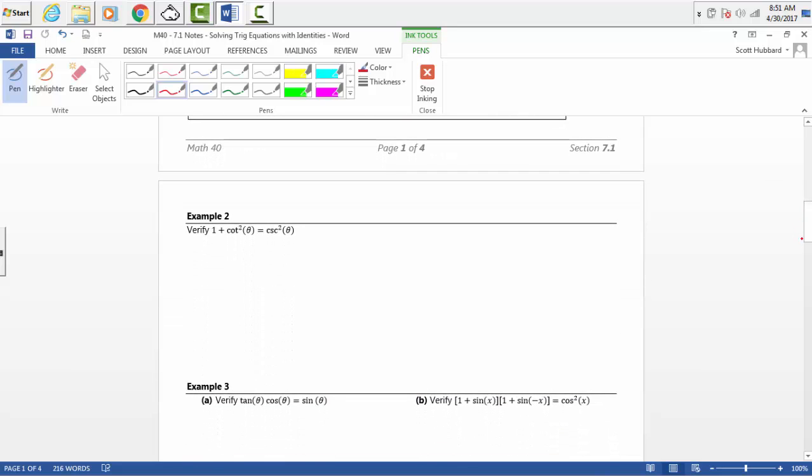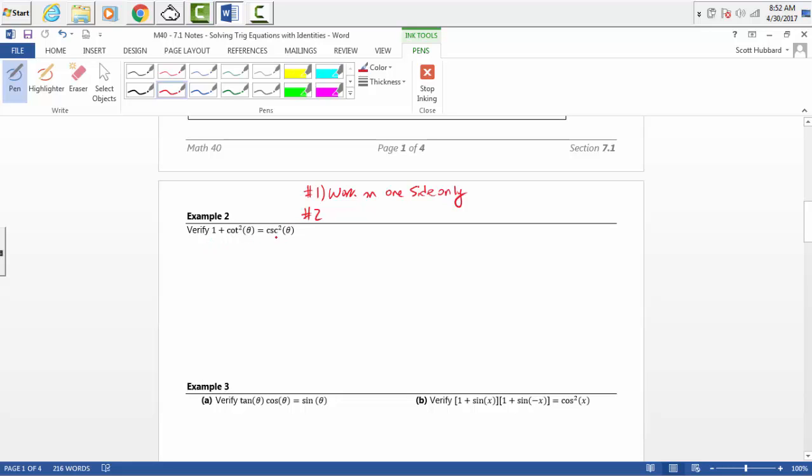Okay, let's continue on. So let's verify. How can we verify this identity? 1 plus cotangent squared is equal to cosecant squared. There are some principles here. Number one is you want to work on one side only. You don't want to try to do a bunch of stuff on both sides. It gets too confusing. And also you can't move things around.